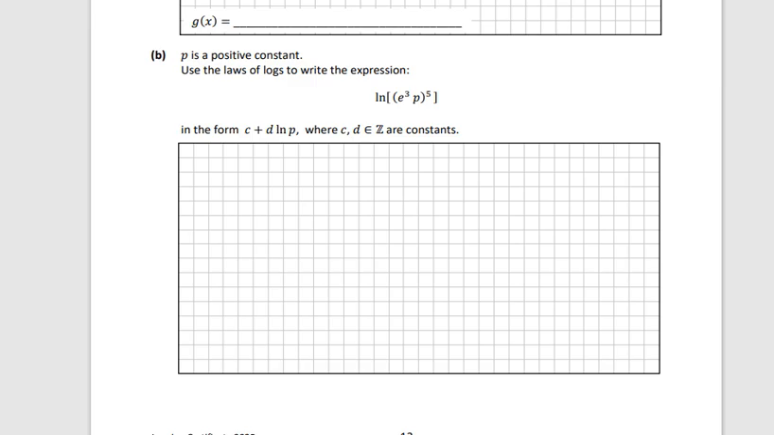Now this bit, we have to use the rules of logs. Now the first thing, all of what's in here is being raised to the power of 5. Therefore I'm going to use the power log first of all. I'm going to put the 5 down in front, so it would be 5 ln of e to the power of 3 p. So that's the first thing. Then I'm going to split it up. I'm going to use the multiplying one, where you can split it up into two things being added. So that would be 5 ln e to the 3 plus 5 ln p.